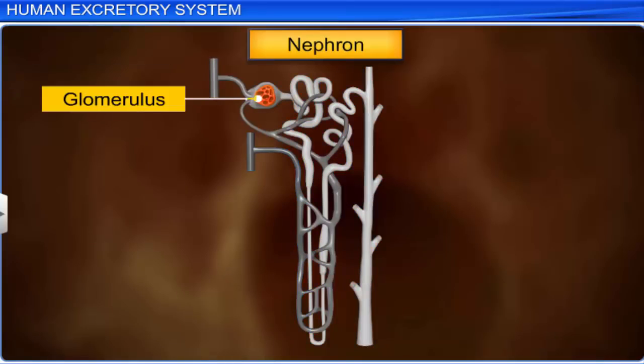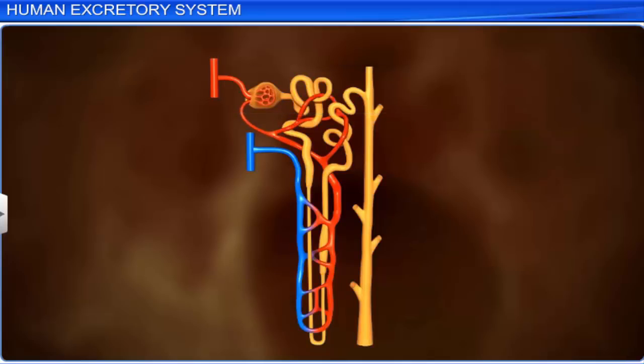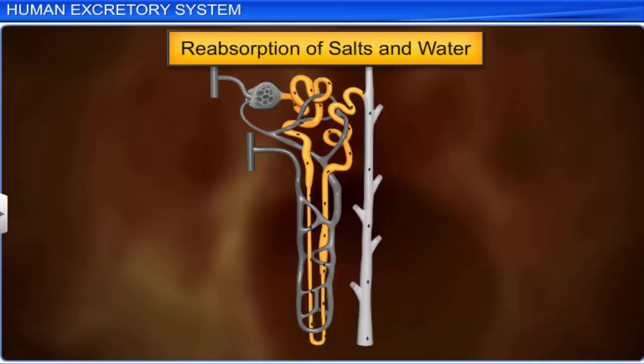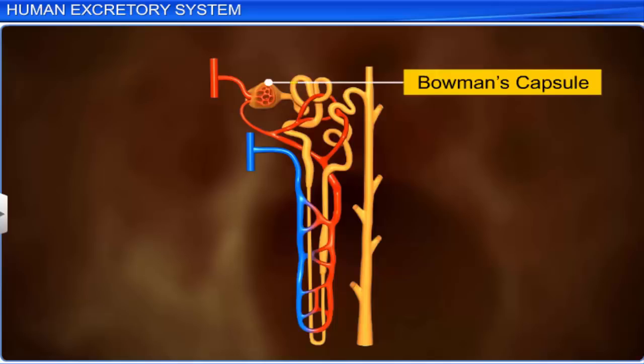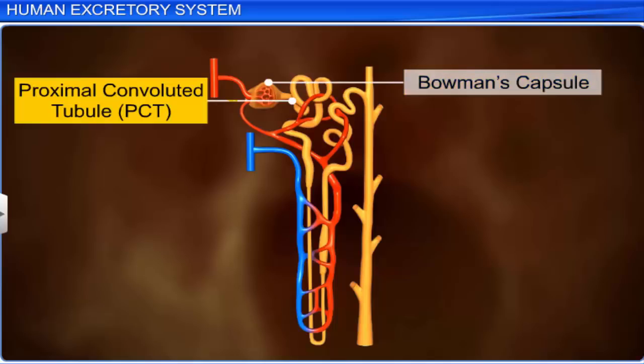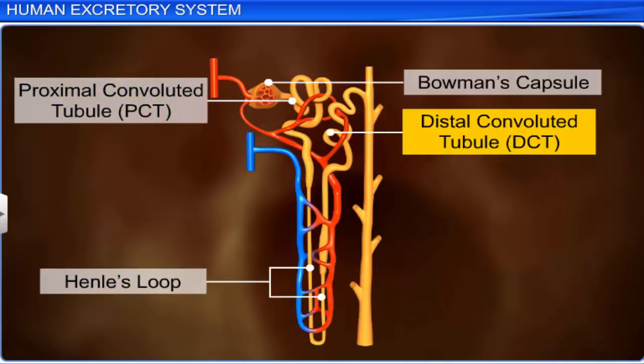The filtered blood from the glomerulus exits through the efferent arteriole. The other part of the nephron, the renal tubule, helps in the reabsorption of salts and water as the urine passes through it, thereby concentrating the urine. The renal tubule begins with the Bowman's capsule and consists of proximal convoluted tubule PCT, Henle's loop, and distal convoluted tubule or DCT.